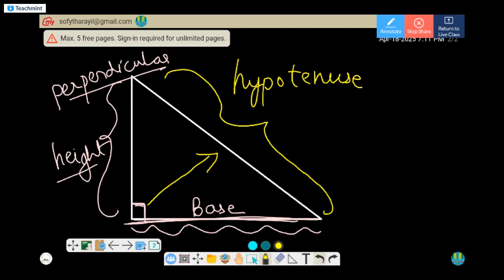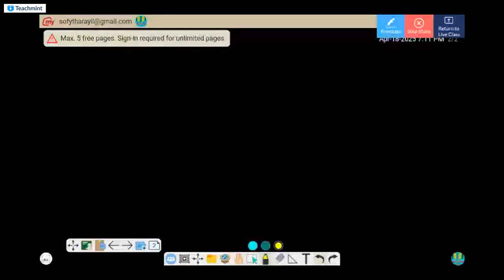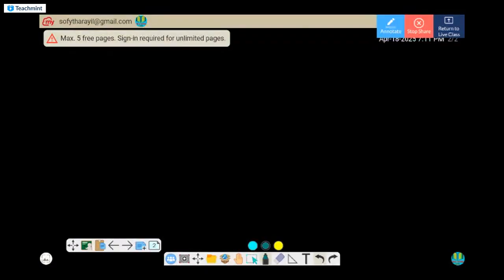So we have these three things. One is a base, one is a height. You can also call this perpendicular, and then a hypotenuse. These are the different namings related to different sides of a right angle triangle. Now the ratios that we will be concerned with are termed as sine.